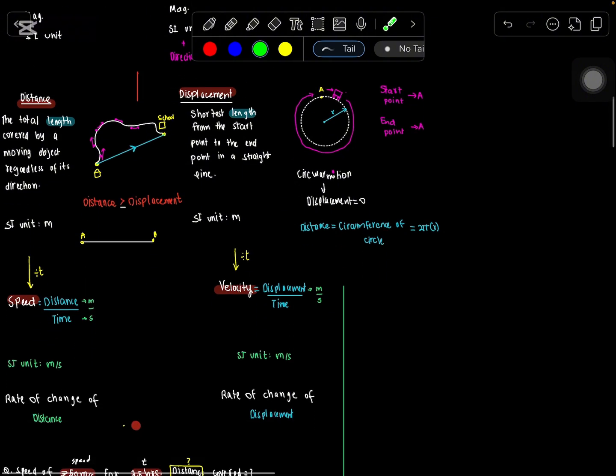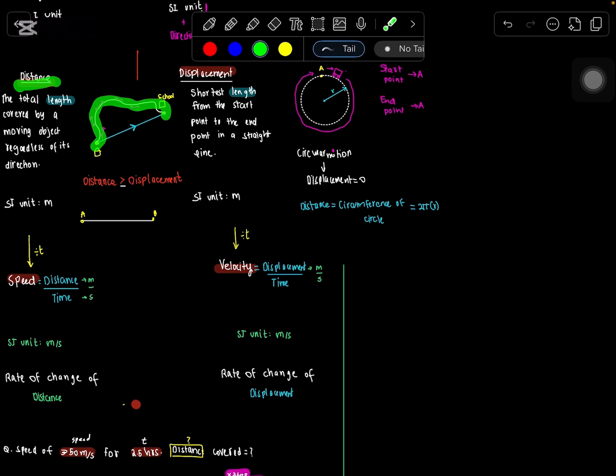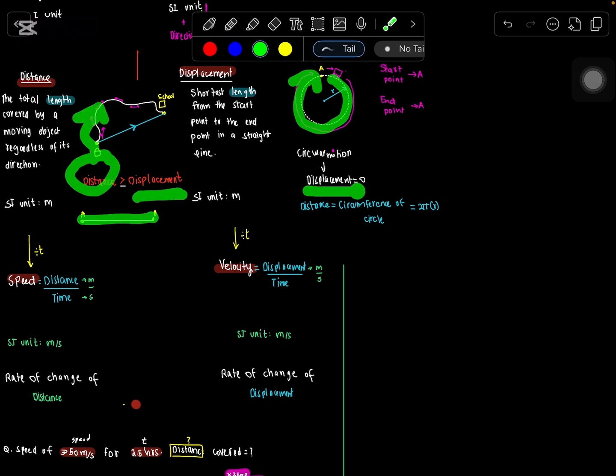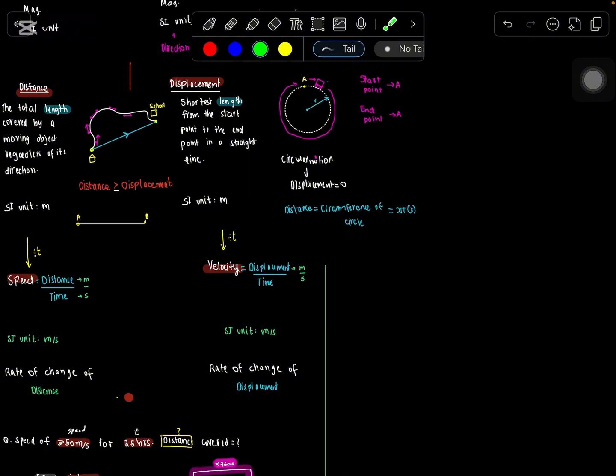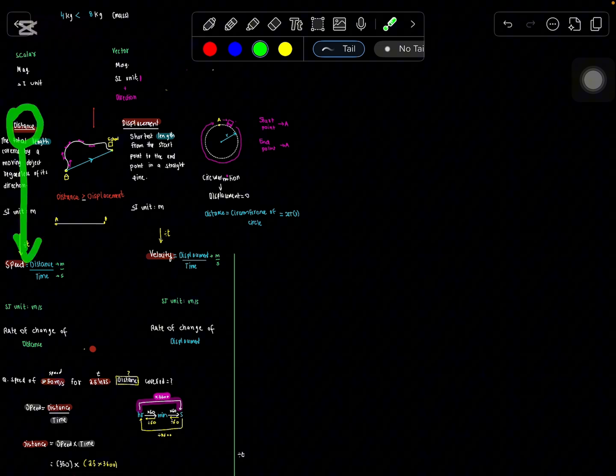And we have distance and displacement. Distance is the total length from point A to B, and displacement is the shortest length from A to B in a straight line. Distance is always greater than displacement if it's a curvy path, or equal to it if it's a straight path. If you have circular motion, displacement is 0, but distance is the total length. So remember, whenever your start point is equal to the end point, or whenever your moving object returns to the point where it started its journey, your displacement is 0.